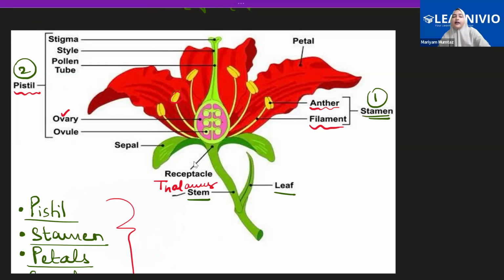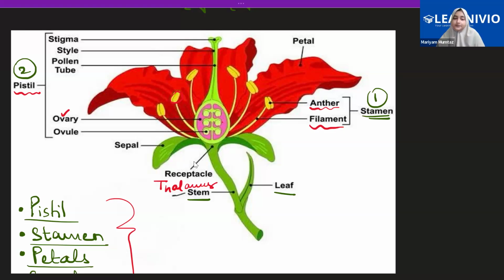Now, all in all, the flower has four whorls or four units present. What are they? There's androecium, gynoecium, calyx, and corolla. Androecium and gynoecium are the reproductive whorls, meaning they are directly involved in the process of reproduction. On the other hand, calyx and corolla are the accessory whorls, meaning they're not directly involved in the reproduction process, rather indirectly involved, and they help in the process of reproduction.